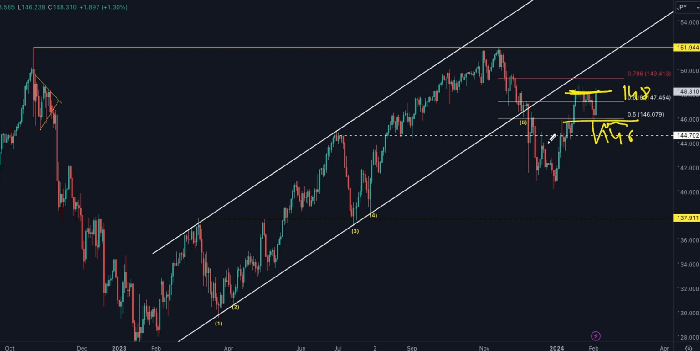But for this pair to go down, you need a cut from the Fed and a hike from the BOJ. Right now current market conditions are not saying Fed cut, and the BOJ, same like the ECB, they all are slaves of the Fed. Until he does not cut, they will not change their monetary policy. But watch carefully these two levels, 148 and 146.